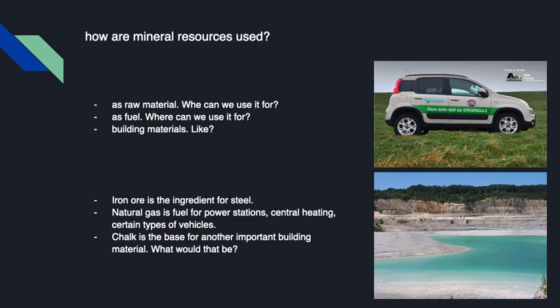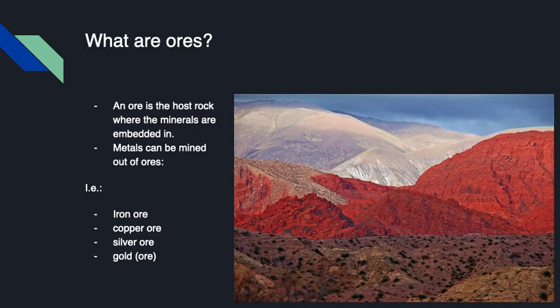But what are ores? I mentioned them before, but what are they? Well, ores is actually the host rock where minerals are embedded in, which means that minerals form during the solidification of rock when it was molten, and actually those ores contain metals, which of course are very important because we use them a lot. And what kind of ores are the most important ones? Well, we use the iron ore, copper ore, silver ore, gold, and bauxite. And what's that? That is the source for aluminium.